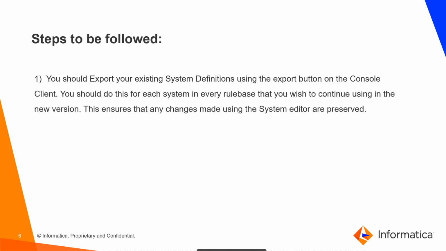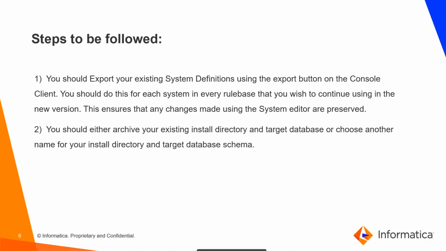So some steps to be followed if you are doing the fresh installation of IIR higher version. First, you should export your existing system definition using the export button in the console client. You should do this for each system in every rule base that you wish to continue using in the new version. This ensures that any changes made using the system editor are preserved. Second, you should either archive your existing installation directory and target database schema, or choose another name for your installed directory and target database schema.